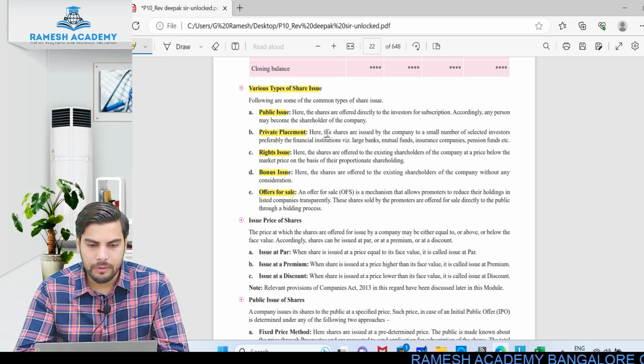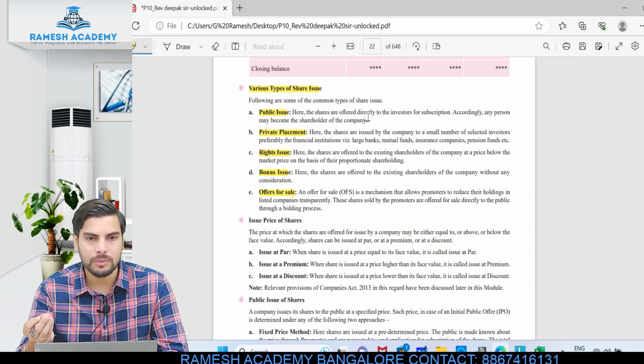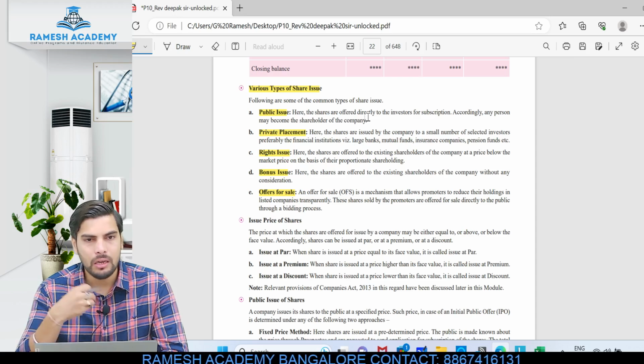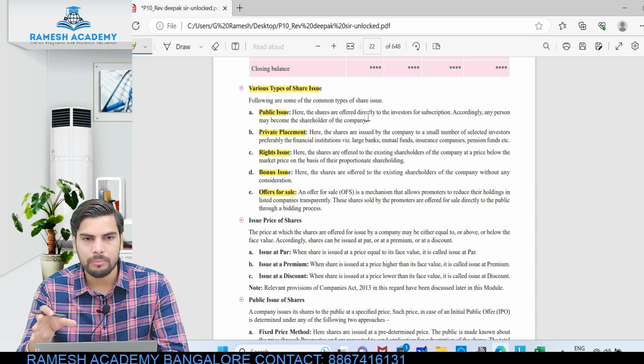Look at the meaning. Here the shares are offered directly to the investors for subscription. Accordingly, any person may become a shareholder of the company. If I've got the money and I apply for a particular company's shares, or if I'm subscribing for any particular company's shares, I'll become a shareholder of that particular company.